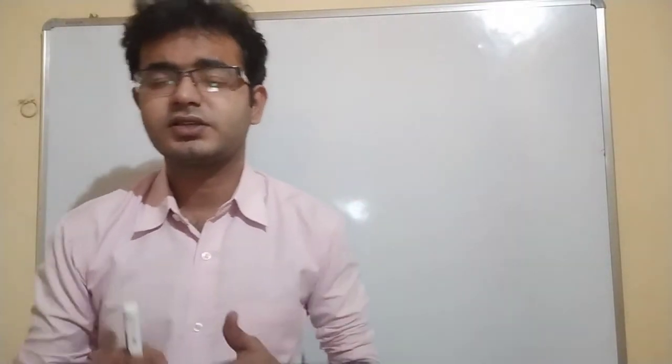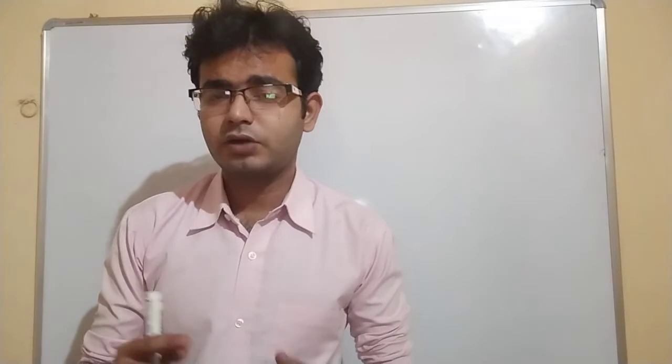Good morning, students. In the previous class, we discussed how to write the electronic configuration and how to draw the electronic structure of atoms. We learned how to write the electronic configuration of the elements from atomic number 1 to 20, meaning hydrogen to calcium. In today's class, we are going to discuss valency.